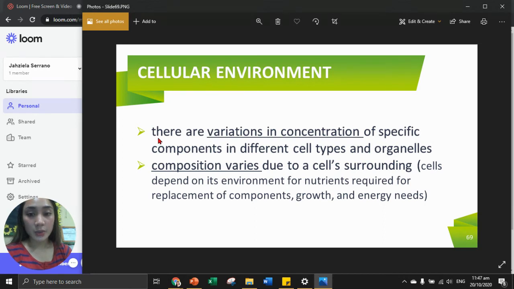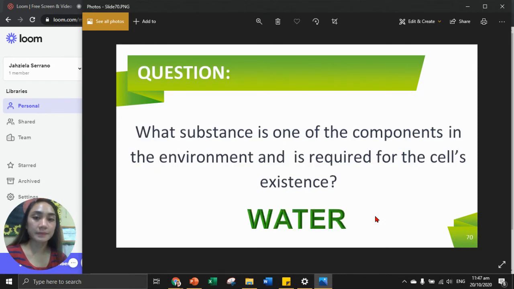And we know that there are variations in concentration of specific components in different cell types and organelles. So we know na iba't ibang function ng cells, iba-iba rin yung environment nila. It says here that composition varies due to cells surrounding because dito nagde-depend ang cell sa environment niya for the nutrients required for replacement of components for growth and energy needs.